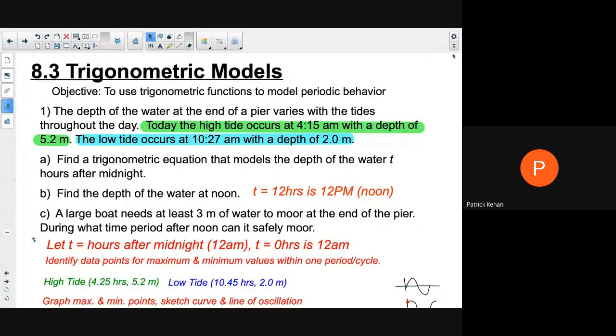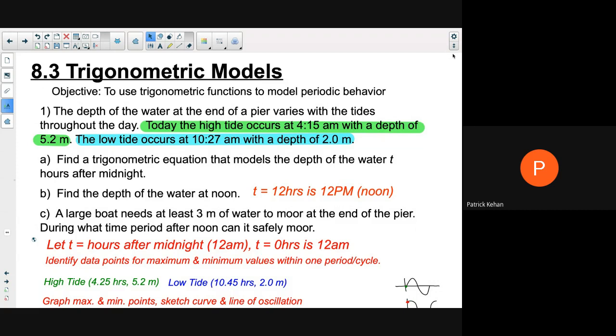So we're going to start the final part of section 8.3, which is trigonometric models, application, word problems. They can be intense. Once you get the hang of it, it's not that bad. The easy part is really sketching the graph and then writing the function that models that graph. The hard part is follow-up questions. So let's take a look at the first example.